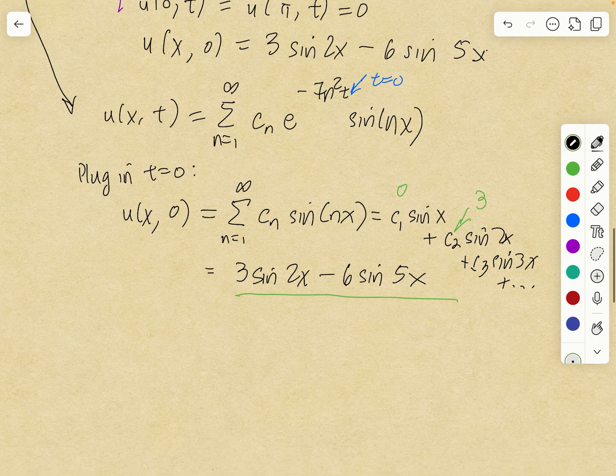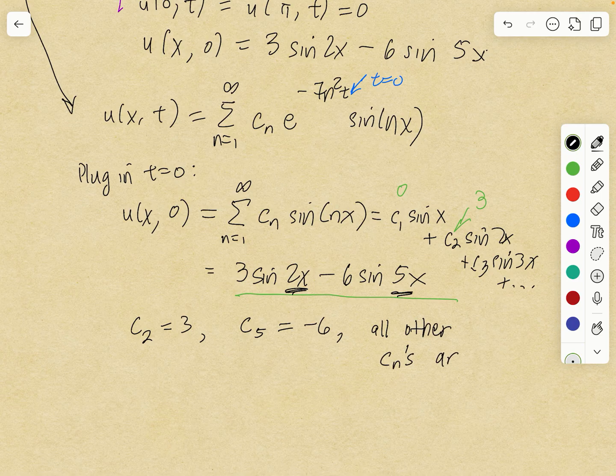So actually, the only non-zero constants are going to be c2 and c5 because I have a sine 2x and a sine 5x. So that tells me that my c2 is going to be 3, my c5 is going to be negative 6, right? Because this is a plus in the summation, so I have a plus negative 6 sine 5x. And then all the other cn's are 0.